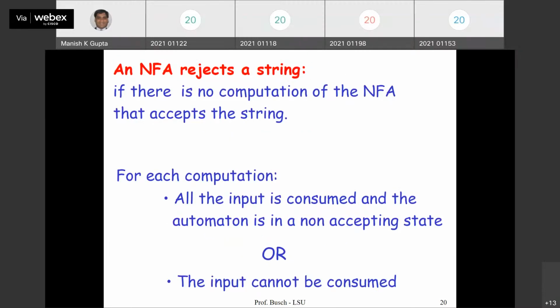So an NFA rejects a string if there is no computation of the NFA that accepts the string, right? So if there is no computational path among all those parallel computations that are going on, none of them is going to be in the final state after input is consumed, then you are going to reject it. So for each computation, all the input is consumed and the automaton is in a non-accepting state, or the input cannot be consumed. If the input cannot be consumed, then also it is a rejection case. Very clear?